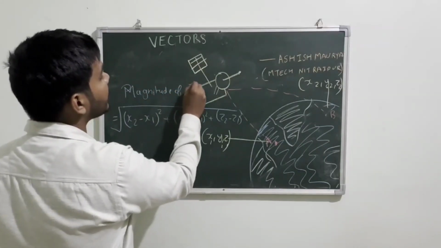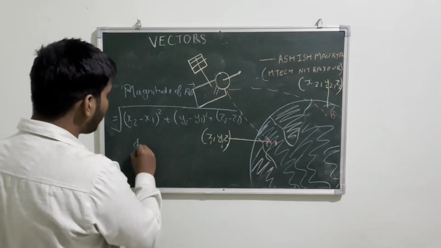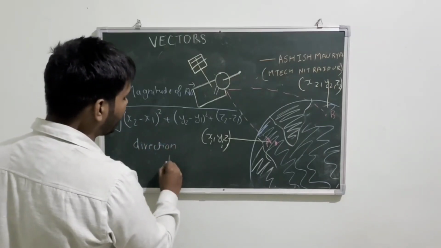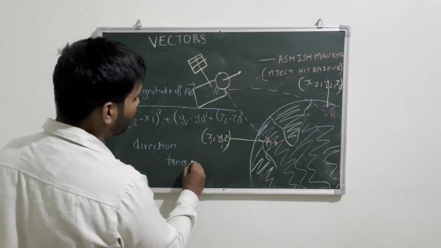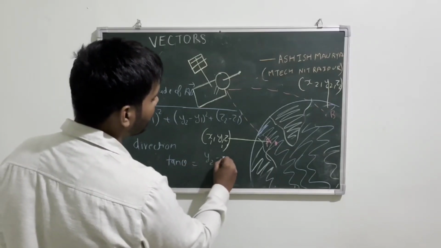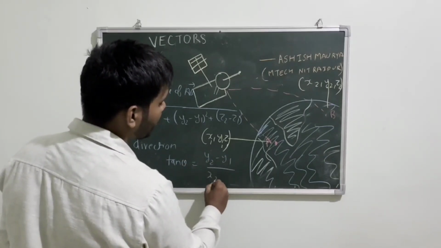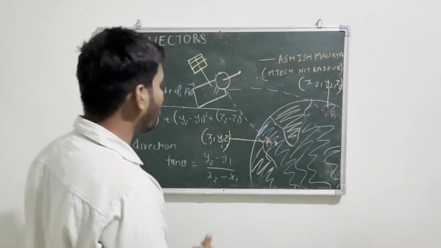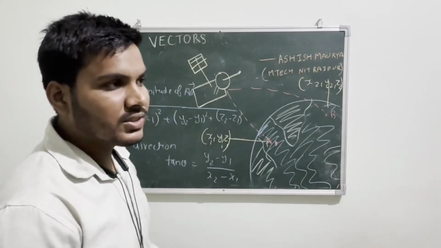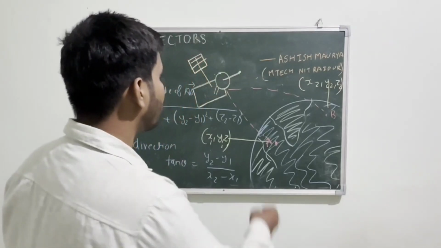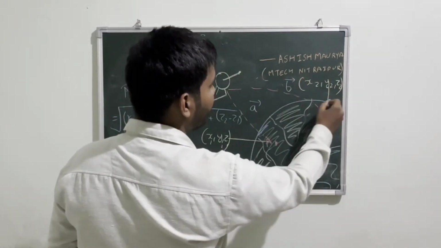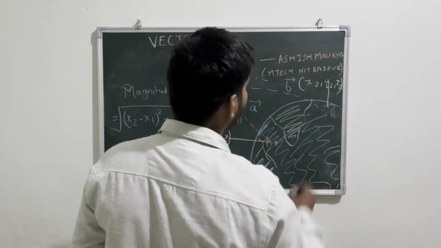And how can this direction be determined? Direction can be determined since we know the formula tan theta, that is y2 minus y1 divided by x2 minus x1. So by this formula we can determine tan theta, or we can find it by using some different laws. Like if the position vector is A vector and this is B vector, we have to determine the distance between A and B.